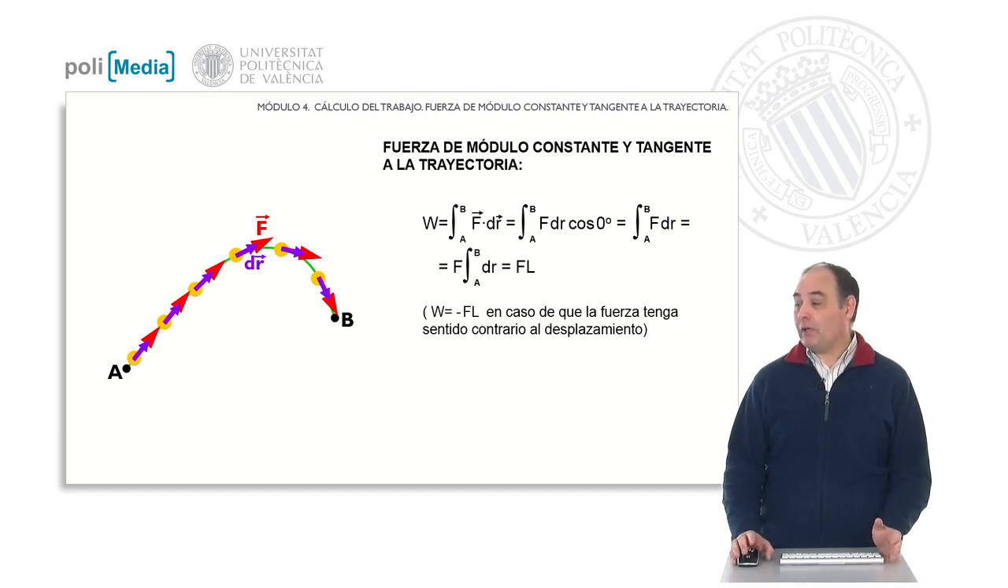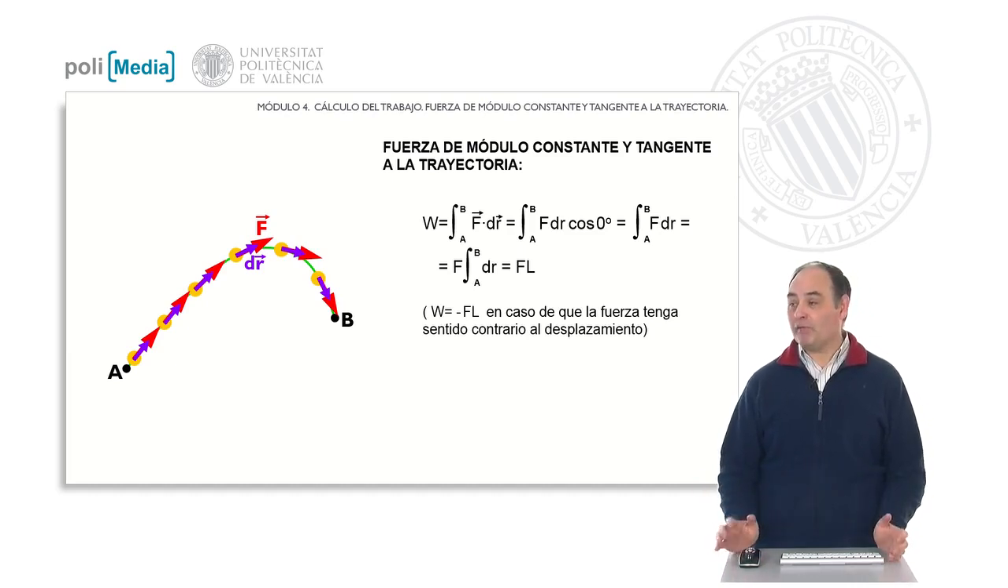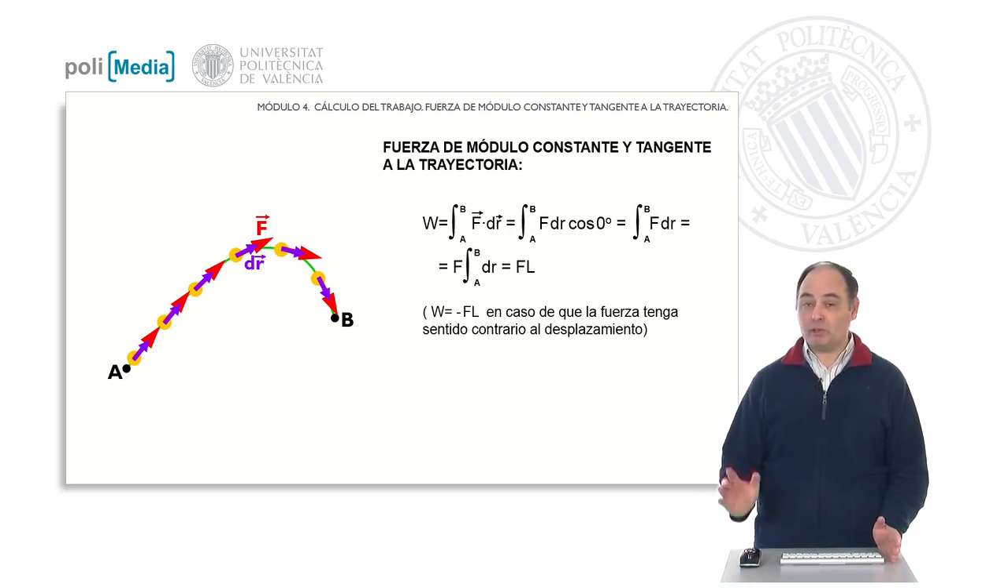As I did below, be careful that work is minus F times L if the force has a direction against displacement. This is because in that case, if the force was not as we see in the figure, but always the other way around, the angle it would form with the differential of r would not be 0 degrees, but 180, and the cosine of 180 is minus 1. Therefore, the development we have above would be exactly valid, but with a minus sign at the end, as I did here: minus the modulus of the force times the length traveled.